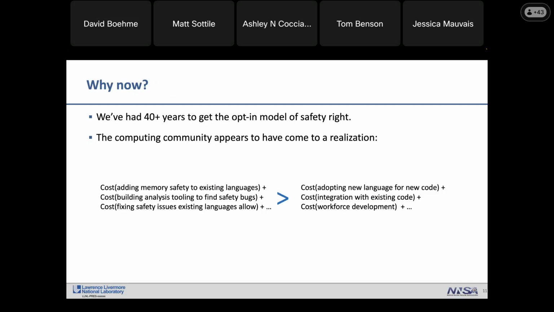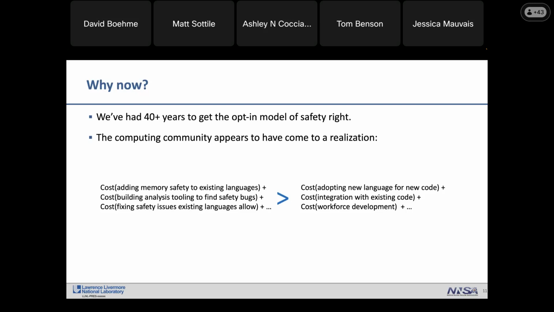But the computing community seems to have come to this realization that there's costs associated with everything. It seems like the cost of adding memory safety to existing languages, building the tools to help us find the safety bugs, and fixing the safety bugs, is beginning to outweigh the costs of adopting new languages, integrating them into the existing code bases, and doing workforce development so that people can learn and become proficient in these languages.